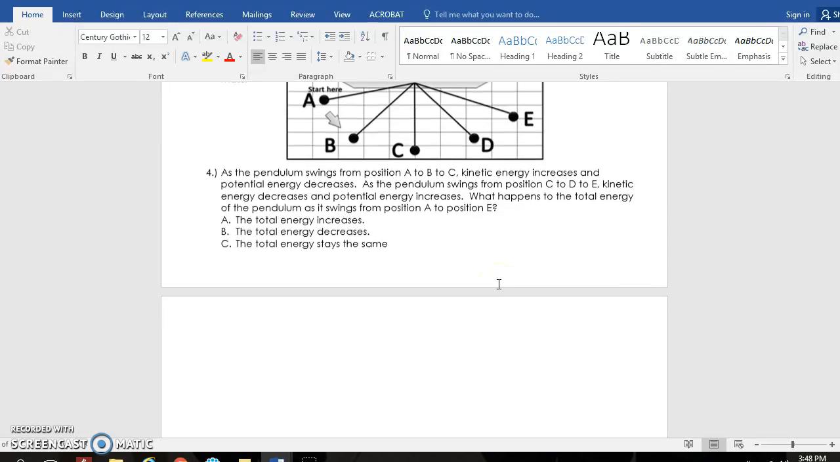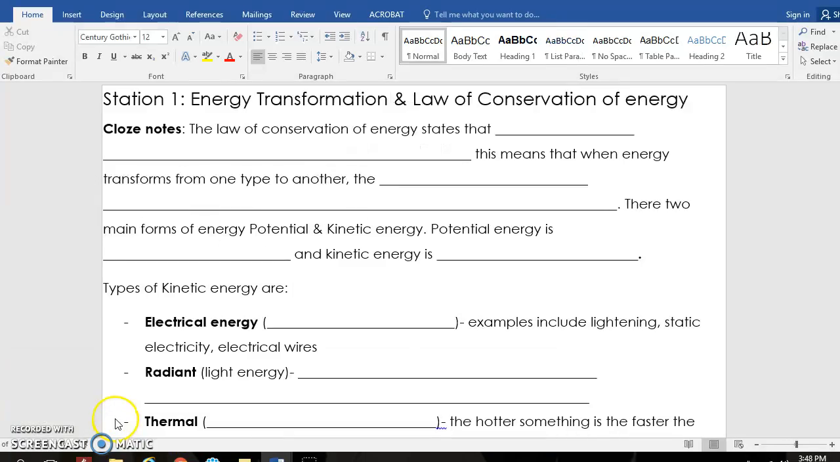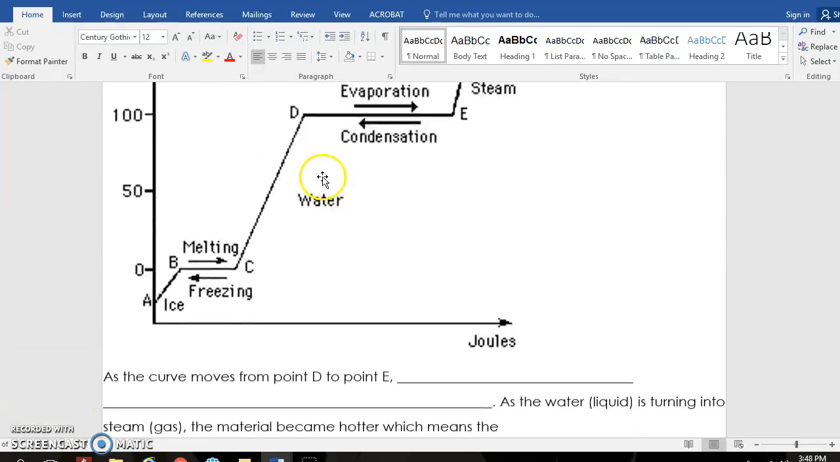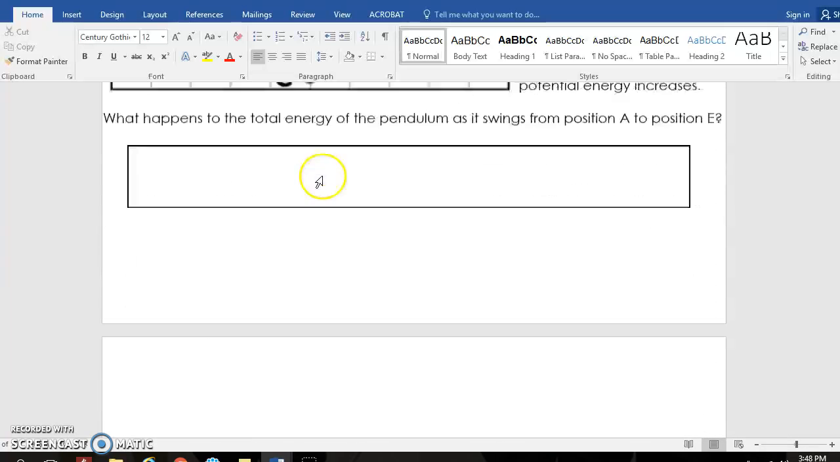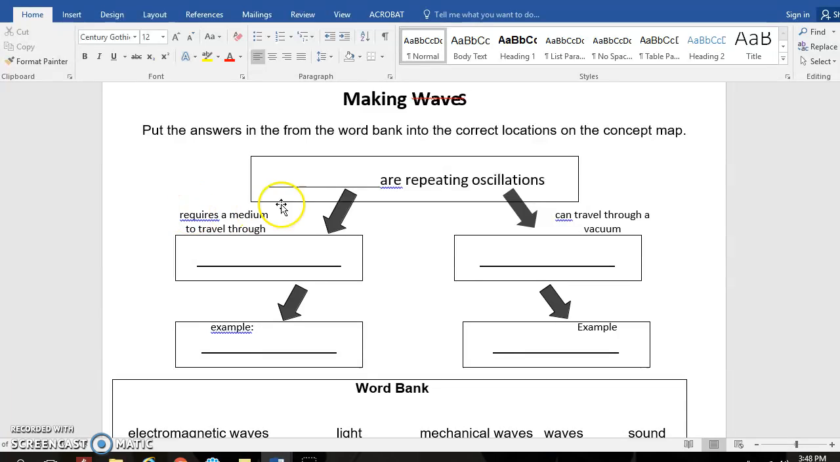All right, so those are stations 1, 2, and 3. I'm going to hop over and pull up our graphic organizer for station 4 and talk about it. First, you get a word bank here. Even if you didn't know that waves are repeating oscillations, because I know we haven't really used the word oscillations, but that is an official technical term for the movement of waves. So it's just a repeating kind of up and down movement or a left and right movement. So waves are repeating.